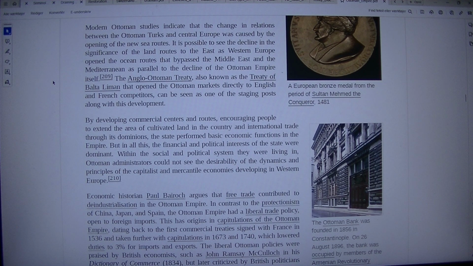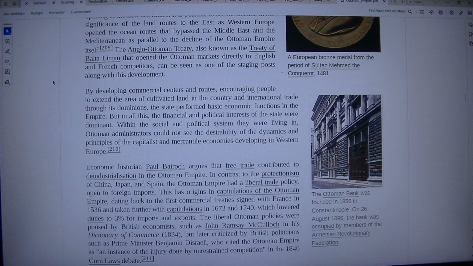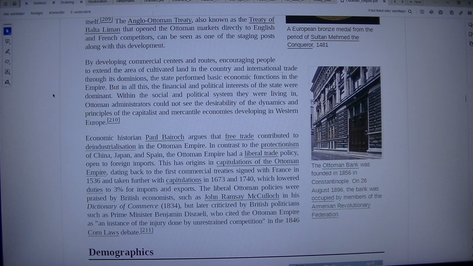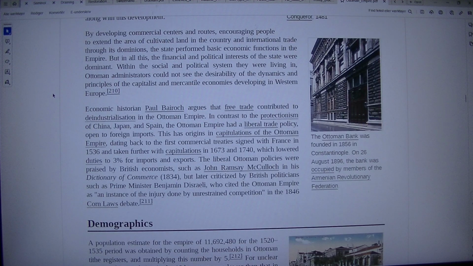The Anglo-Ottoman Treaty, also known as the Treaty of Balta Liman, that opened the Ottoman markets directly to English and French competitors, can be seen as one of the staging posts along with this development. By developing commercial centers and routes, encouraging people to extend the area of cultivated land in the country and international trade through its dominions, the state performed basic economic functions in the empire. But in all this, the financial and political interests of the state were dominant.